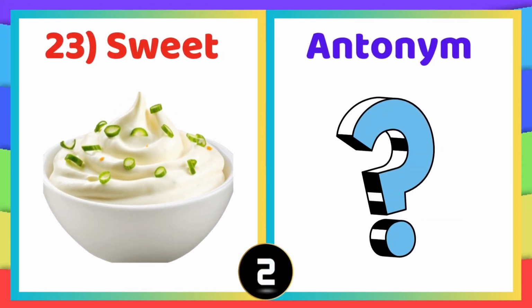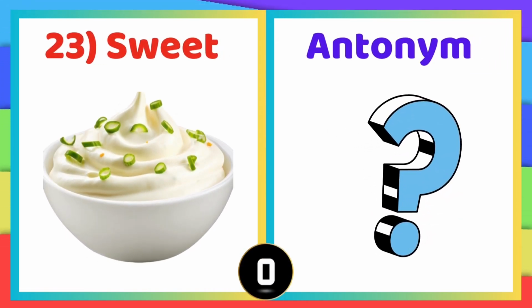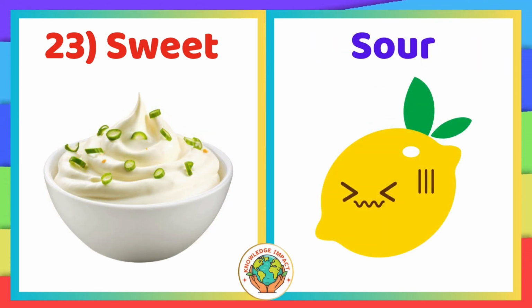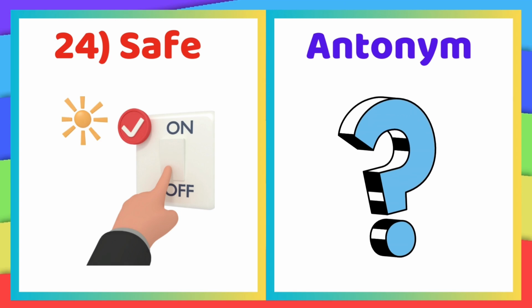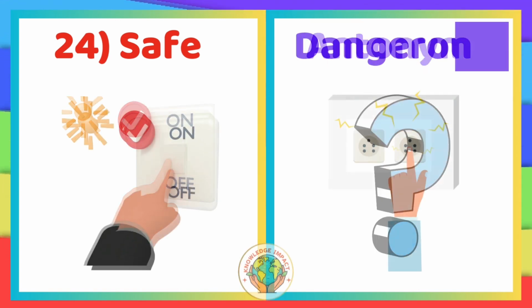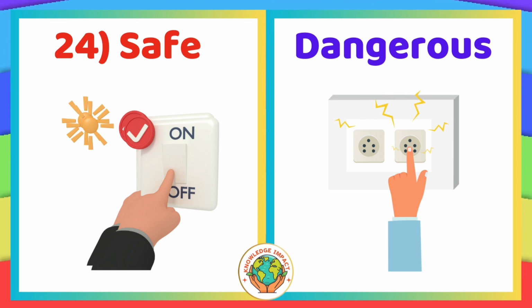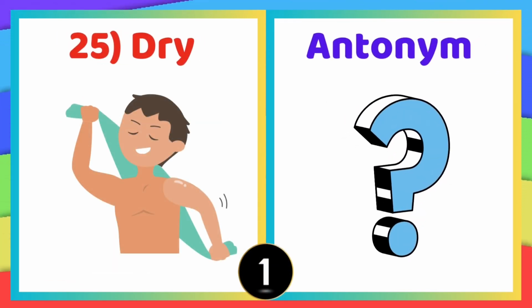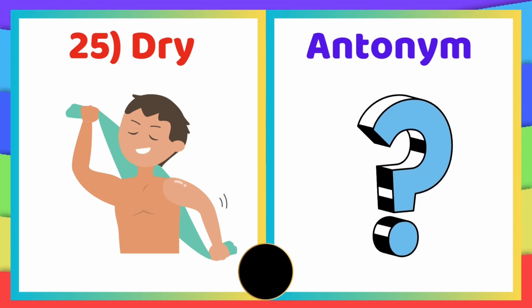What's the antonym of sweet? Sour. What's the antonym of safe? Dangerous. If dry is one side, what's on the other side? Wet.